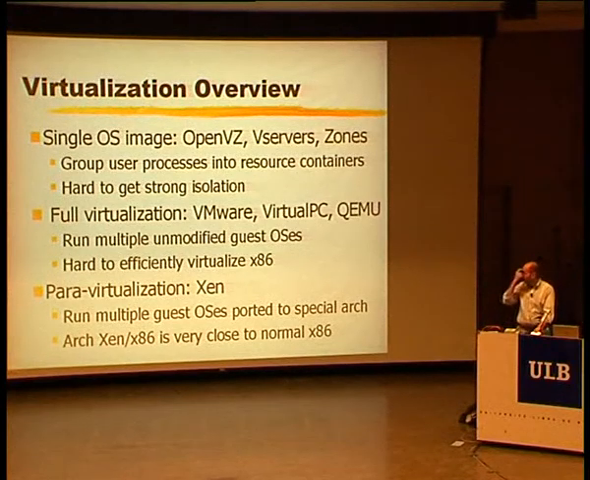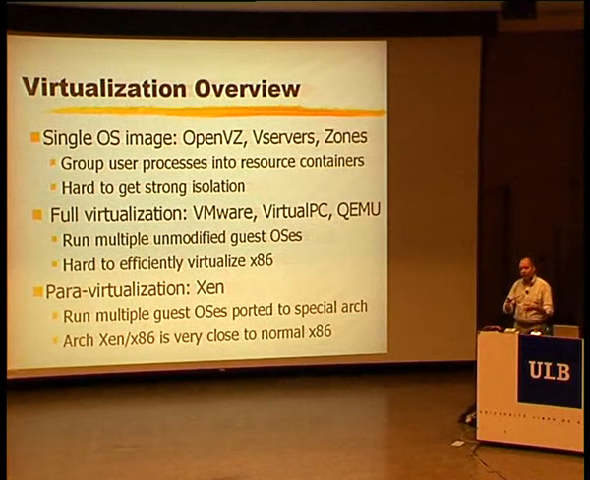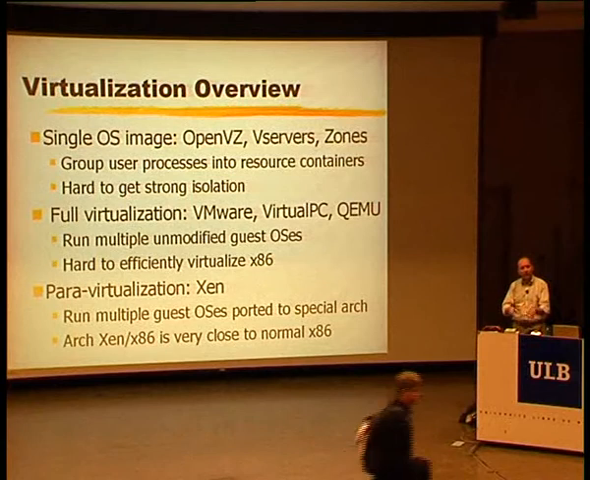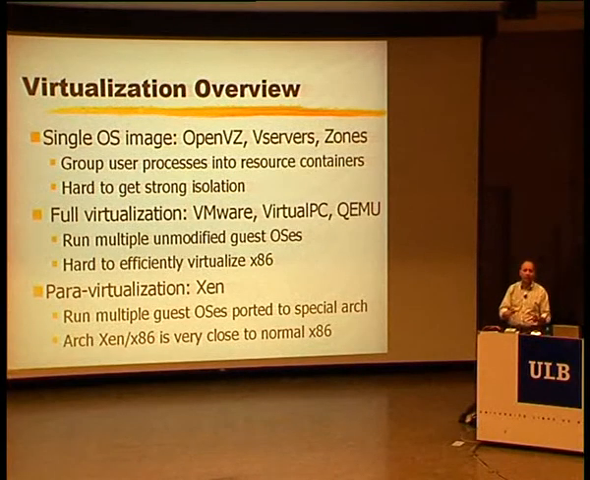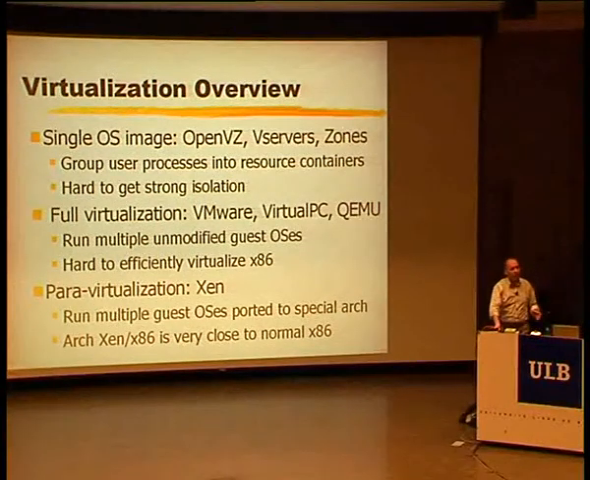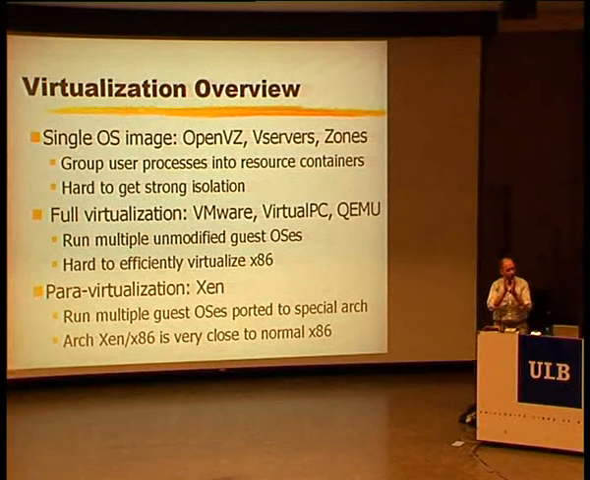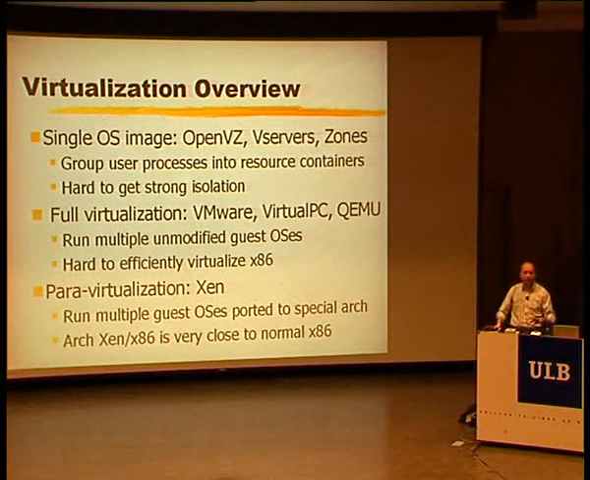Basically what these systems do is they group user processes into resource containers. If you're in one resource container and you type PS or top, you'll just see the processes in that container and you won't see what's going on in any of the others. So it's kind of like Chroot on steroids. Rather than just hiding off a tree of the file system, it's also hiding off bits of the process space and things like that.